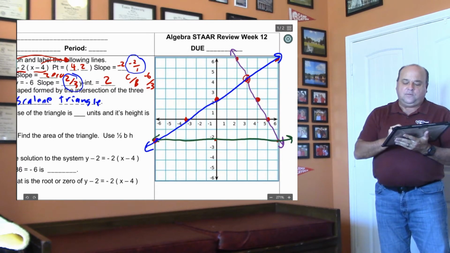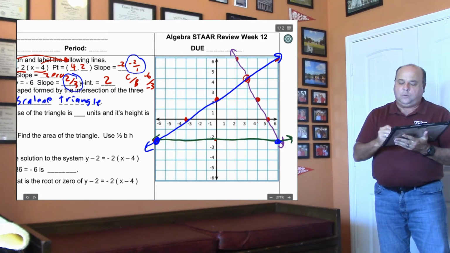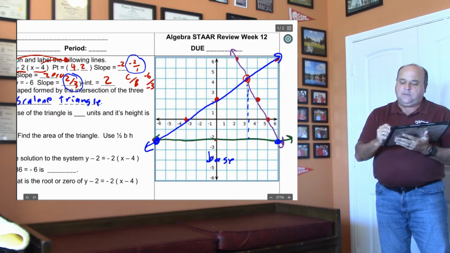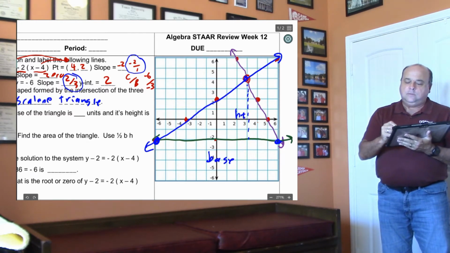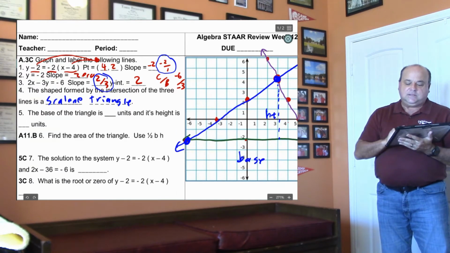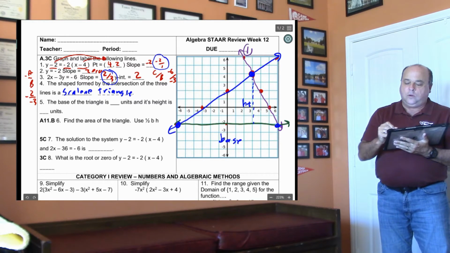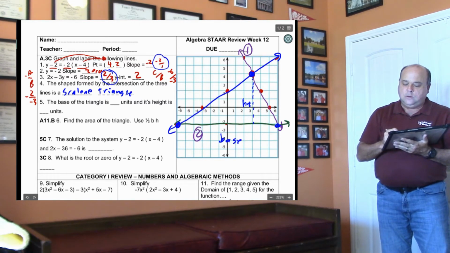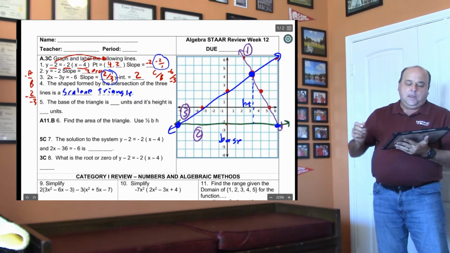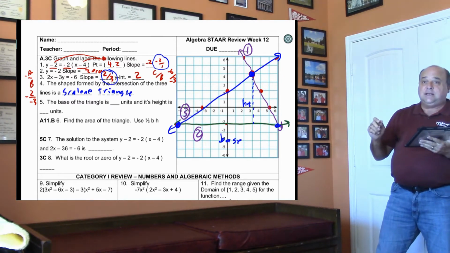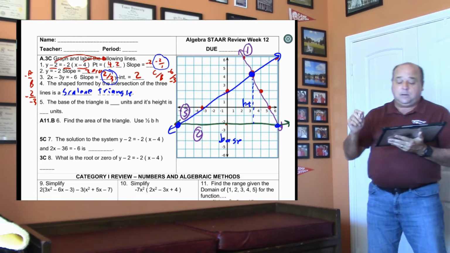Now remember, this edge from here to here will be our base, and then this dashed line right in the middle will be our height. Let's label these. I forgot to label them. Line 1, line 2, and line 3. I'm going to let you find the base and height and get the area on your own. You should be able to do that.